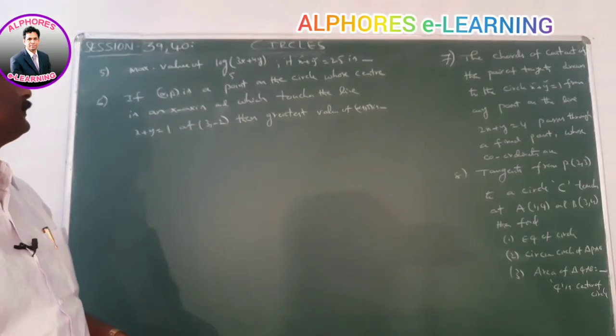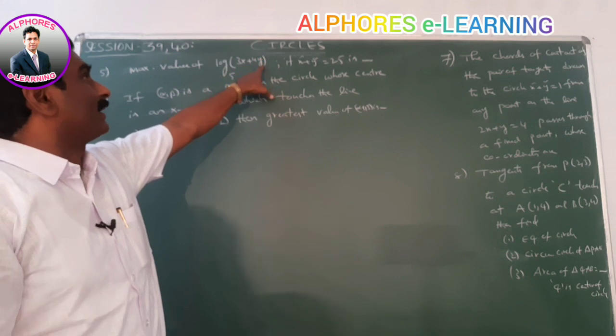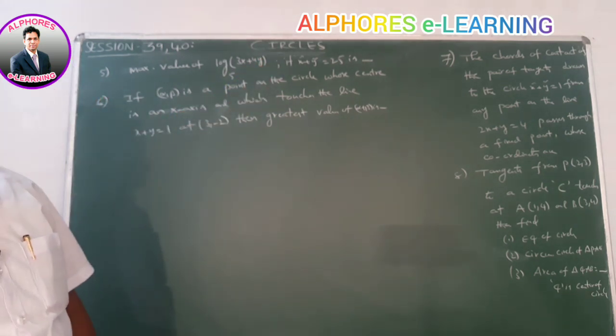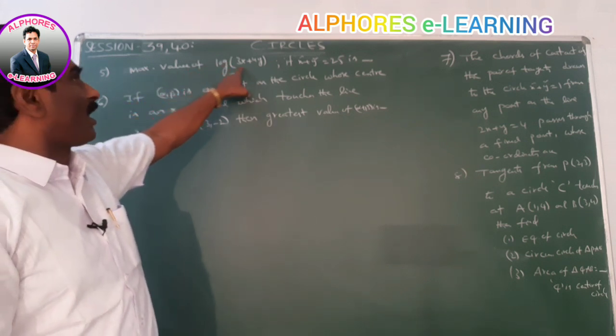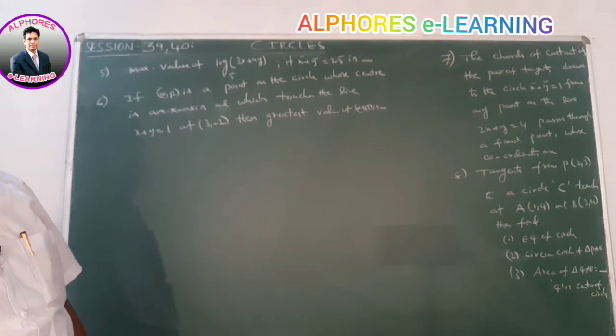Next, fifth one. Find the maximum value of log base 5 of (3x plus 4y) if x square plus y square is equal to 25.